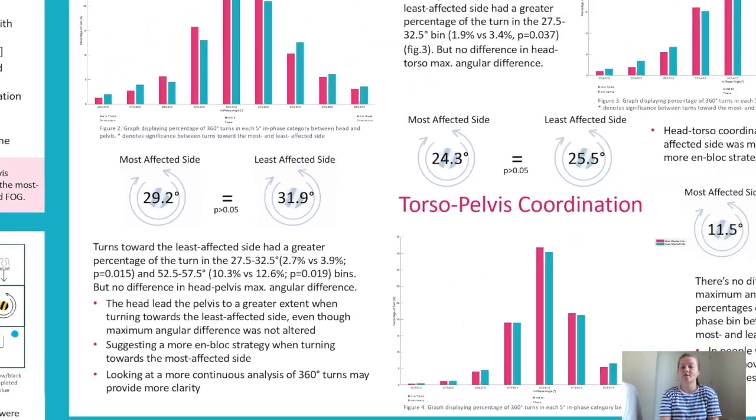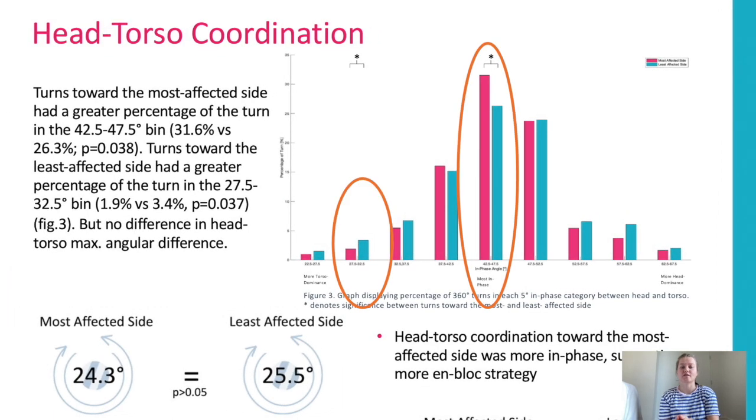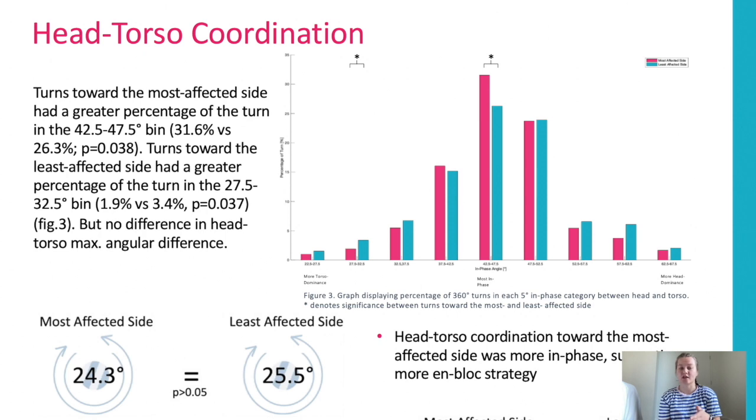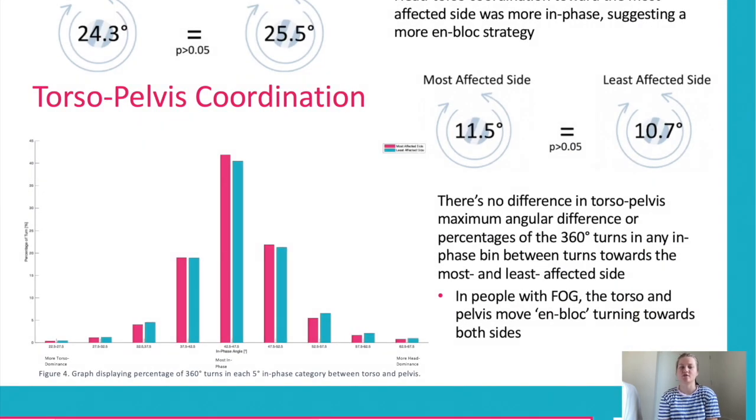There was also a greater percentage of the turn in the most in-phase category in the head and torso coordination when turning towards the most affected side, which suggests a bit more of an en-bloc strategy when turning towards this side. Again, there was no difference in the maximum angular difference. And there were no differences at all between the most and least affected side when looking at the torso and pelvis coupling angle, which means that the torso and pelvis move pretty en bloc when turning towards each side.